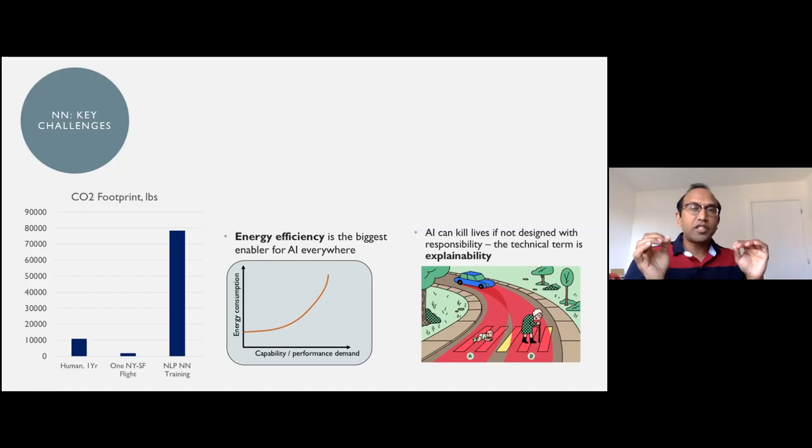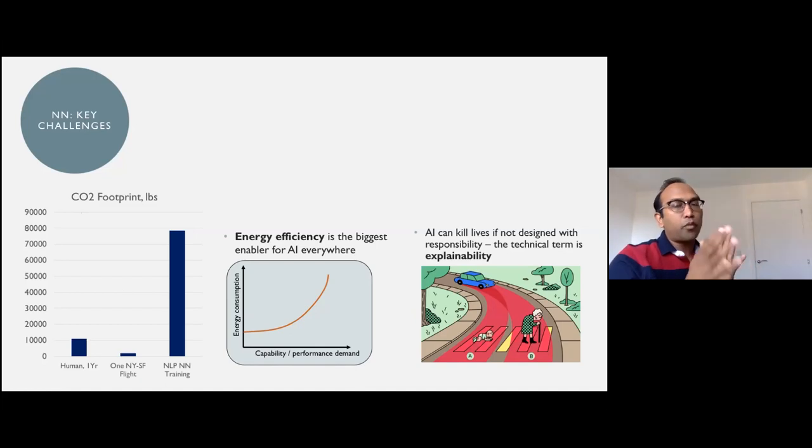Now, energy efficiency, unfortunately, is one of the biggest hindrances when it comes to enabling AI. If you want more capability, more performance, unfortunately, your energy grows exponentially. That is not good news. If we want AI to be anywhere and everywhere, we need to make sure that energy is something that we can control, right?